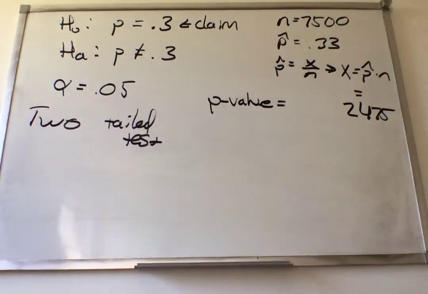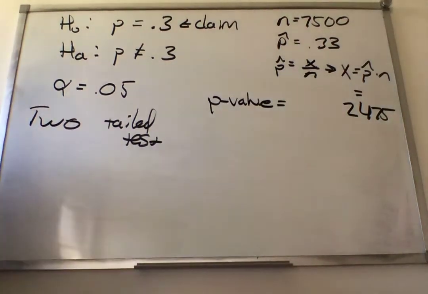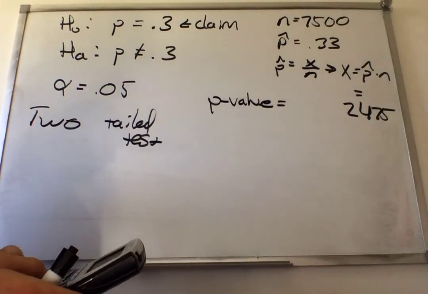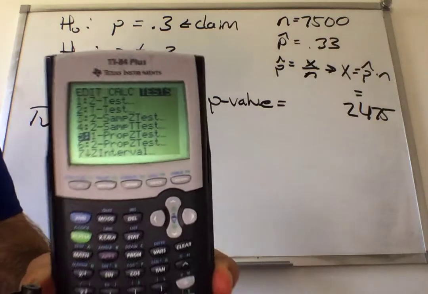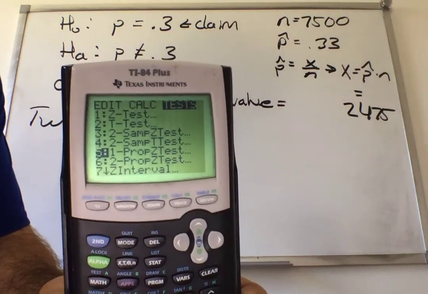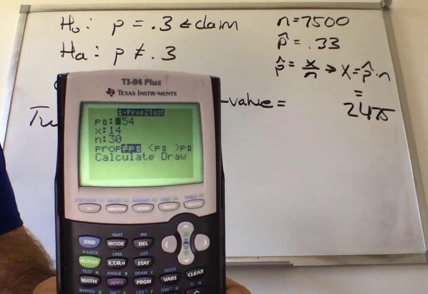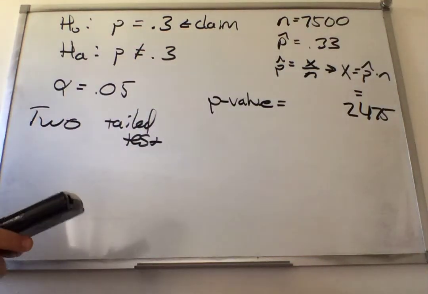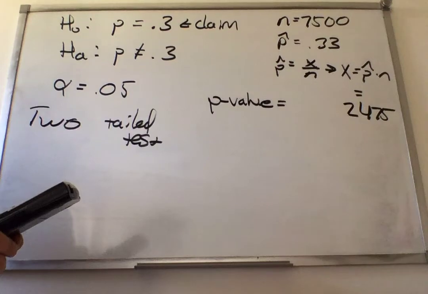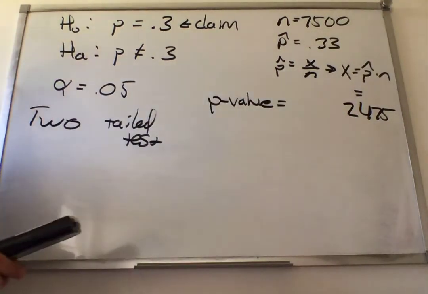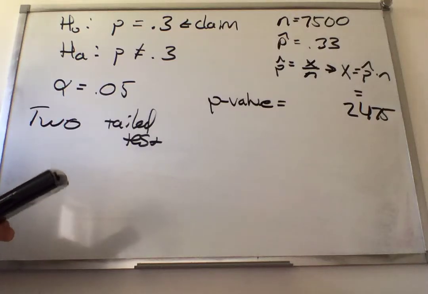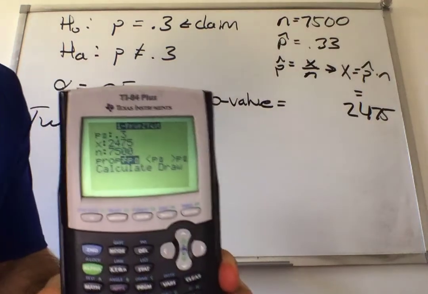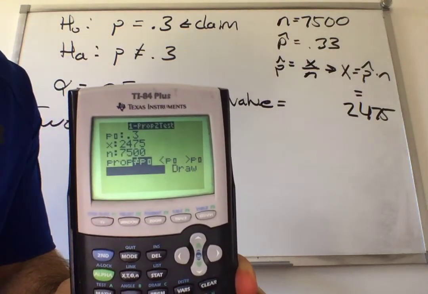So now we just enter everything on the calculator. Use one proportion Z test since we're dealing with proportions. So go to stat, go over to test. It's option number 5. Hit enter, and fill out your data. So P naught is 0.3. Then X is 2,475. N is equal to 7,500. And it is a two-tailed test. You hit calculate.